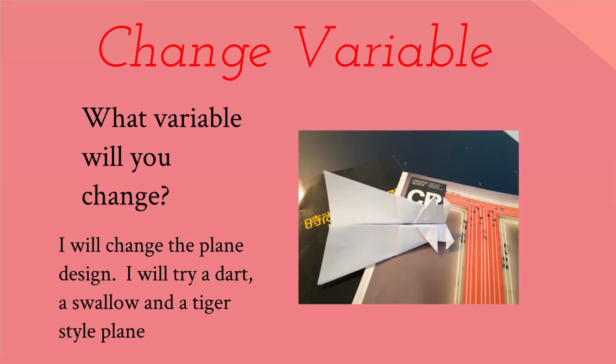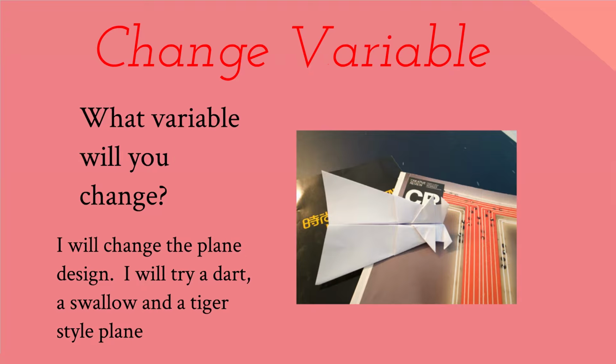Next is a change variable, and as the name suggests, it measures change. This is the variable in our equation that we're going to be shaking up. In this case, for our airplane activity, it's going to be the design of the plane. So I propose trying a dart-style airplane, a swallow, and a tiger-style airplane. These are actually types we have photocopies of when we do airplane activities. These were the 3 most aerodynamic planes we had in our assortment, and these are the ones we're going to try and compare.